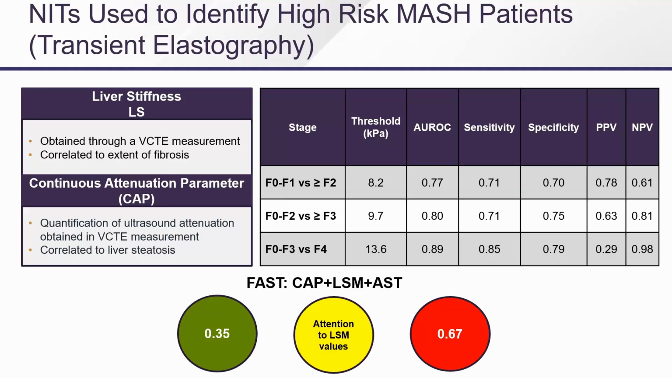And FAST score combines liver stiffness measurement, which we've talked about, AST, and CAP, which is a measure of steatosis. And what the FAST score does, it tells you the risk of disease progression in a particular patient. So the higher the FAST score is, the more you should worry about the patient, the higher the probability that this patient's disease will progress in the near future, and this is the patient that you should focus on.